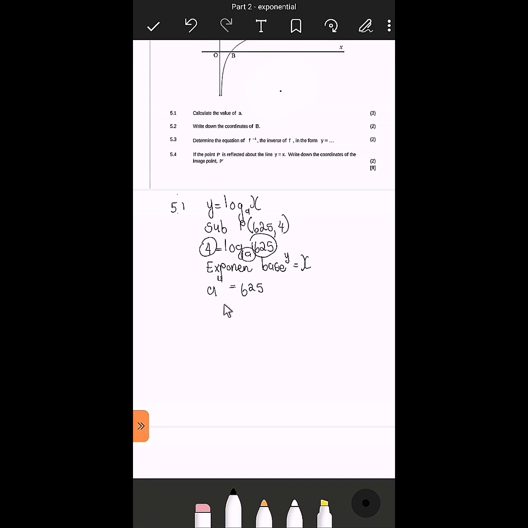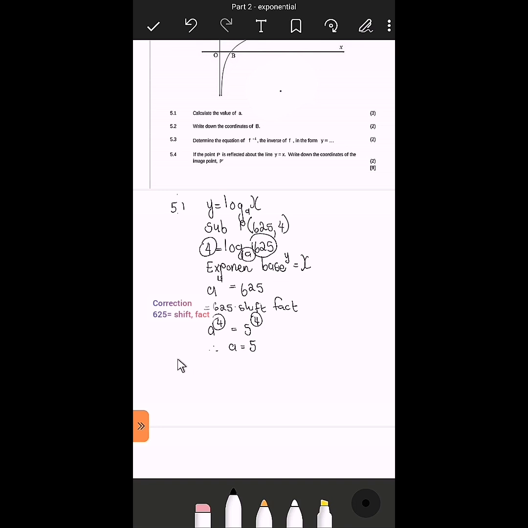Then you're going to type into your calculator 625, shift, fact. Then you're going to get that a to the power of 4 equals 5 to the power of 4. That means once you have the same exponent, we are going to ignore the exponents and have a equals 5.